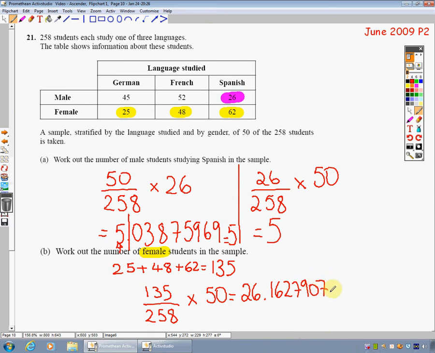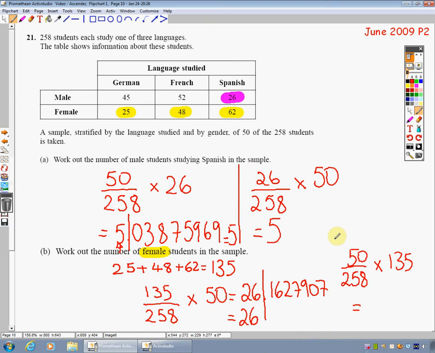Again, you can do the exact same if you want as we did up here. You can rearrange it, so we can have 50 divided by 258 multiplied by 135, which will give you the exact same answer as over there, and you will get 26. Okay, back to Mr. Osmond now then.